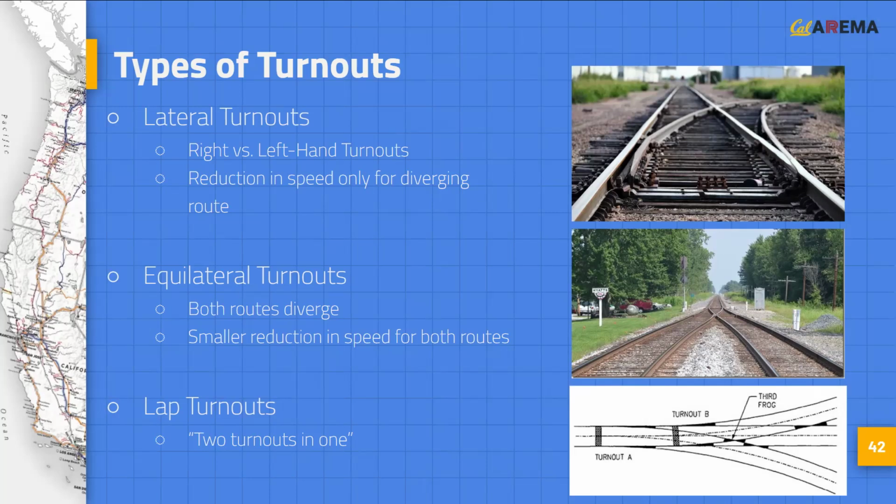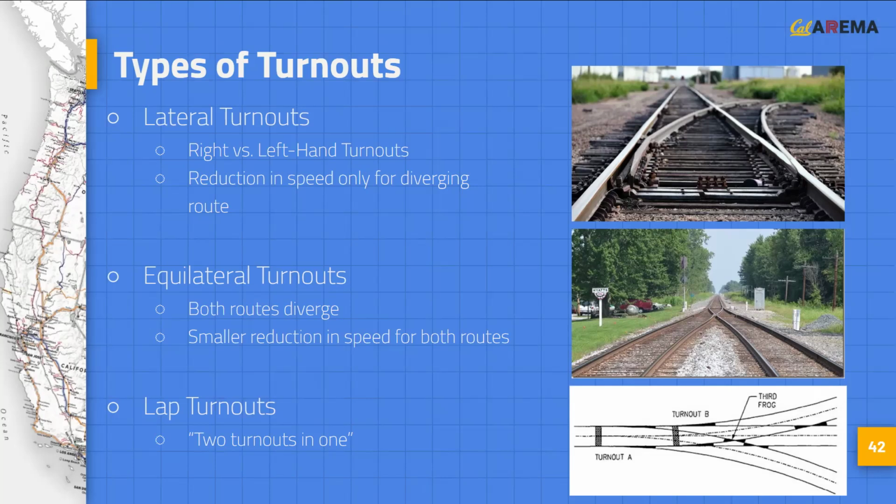Equilateral turnouts are common at the ends of double track territory, where both tracks are considered main tracks. Both routes diverge, but both require a smaller reduction in speed. However, the benefit of an increased speed may be negated by the fact that a train waiting at the end of the two tracks may not reach the maximum speed until far past the turnout, so care must be taken when deciding to use an equilateral turnout.